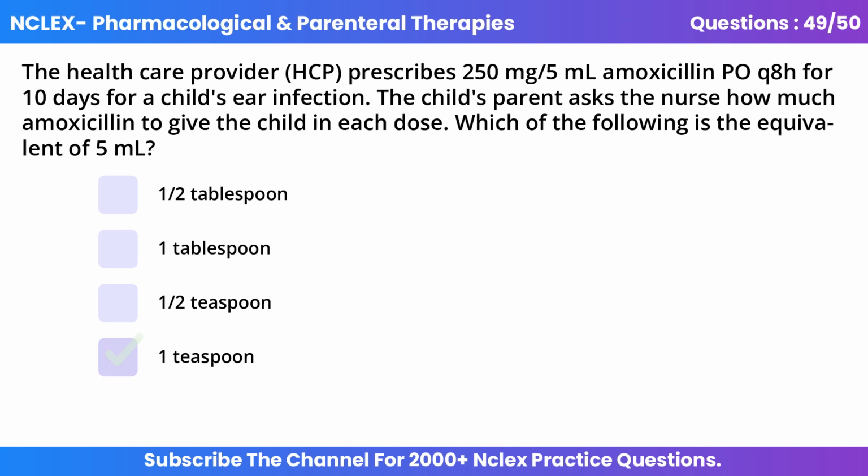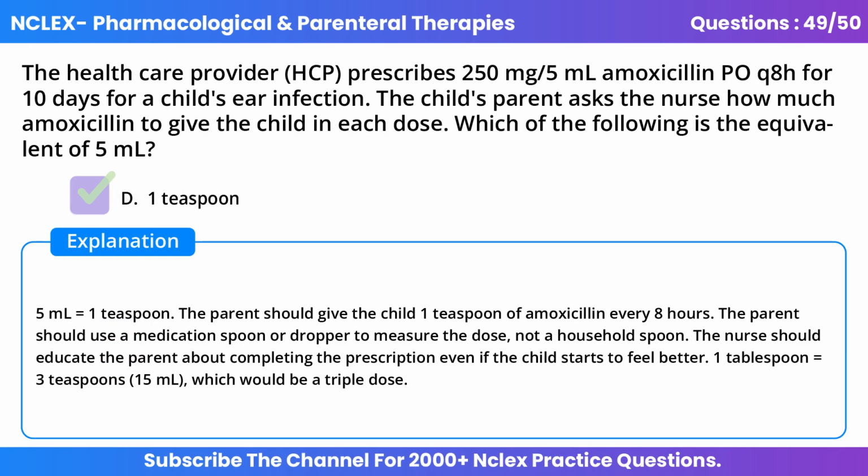D. 1 teaspoon. 5 mL equals 1 teaspoon. The parent should give the child 1 teaspoon of amoxicillin every 8 hours. The parent should use a medication spoon or dropper to measure the dose, not a household spoon. The nurse should educate the parent about completing the prescription even if the child starts to feel better. 1 tablespoon equals 3 teaspoons, 15 milliliters, which would be a triple dose.